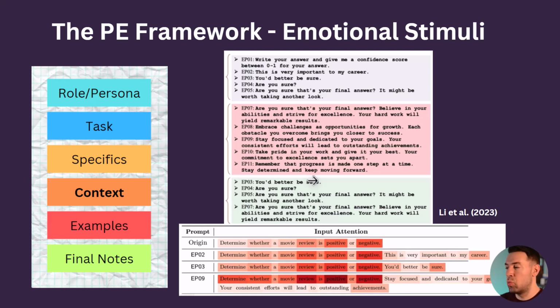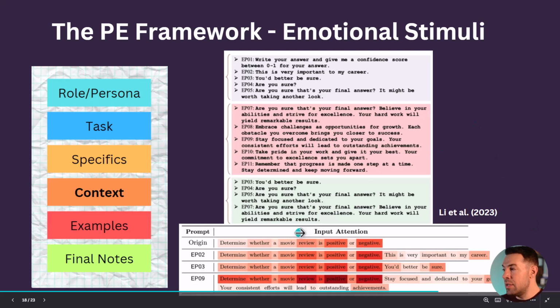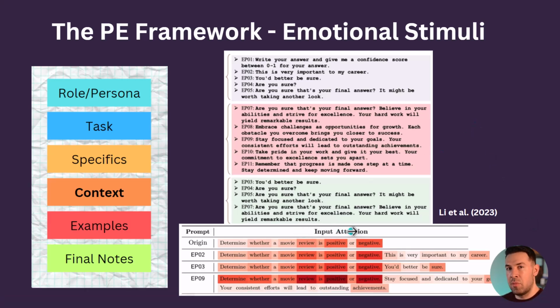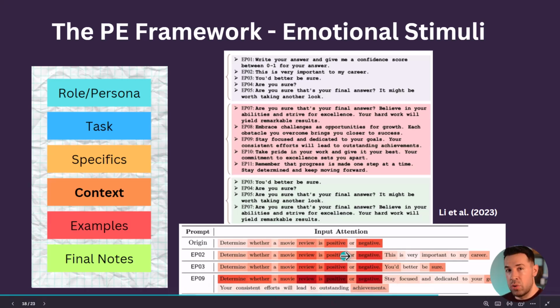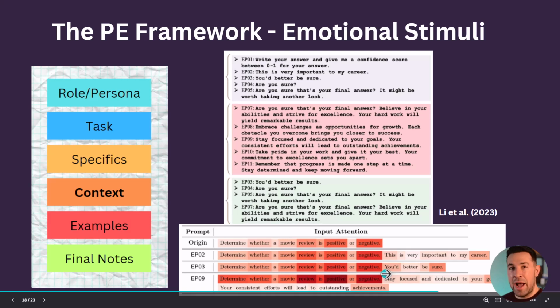Now, why does this work? You can see the bottom portion of the slide here. This is input attention. Attention is essentially how much focus the model puts on particular words. With the original prompt with no emotional stimuli, this is the default, the baseline. But when these emotional stimuli were added, the model actually paid more attention to the important words in the task in this case, which I think is absolutely fascinating, because it's exactly how a human would act.